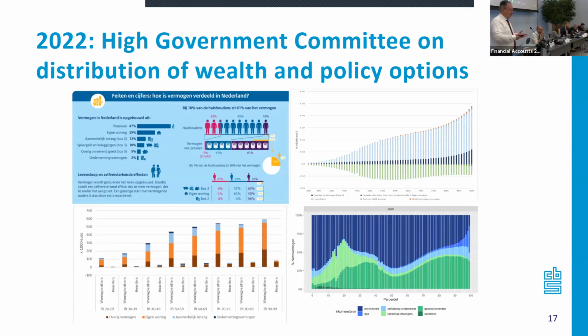And that's, I think, one of the policy applications of our financial accounts and the distributional data, which really show that there's a use and a need for this kind of data in policy, because it really helps them to get a better view of what's happening in the Netherlands. So what I tried to do with this presentation is to show a few of the policy examples in the Netherlands.